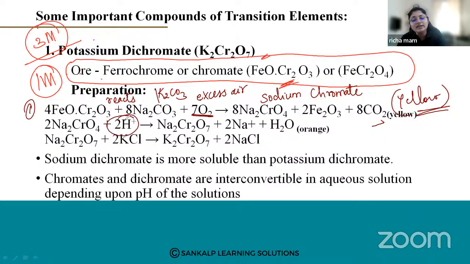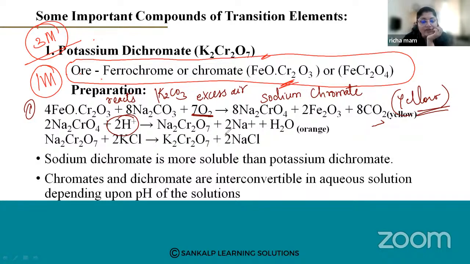We can add any acid. So here I am going to add sulfuric acid. We are going to add sulfuric acid to the yellow color filtered solution. So what we are doing? We are going to acidify the solution. Acidify means we are going to add acid to the solution, right? So we are going to acidify the solution.